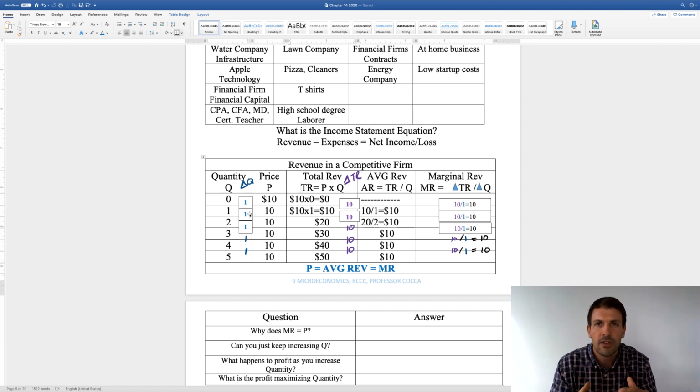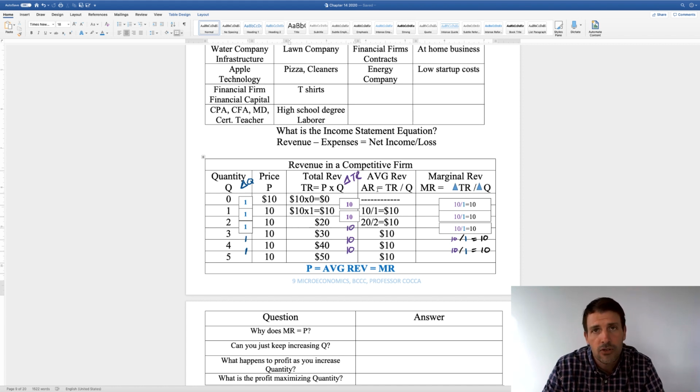So some students have a difficult time understanding the difference between total and average. Total is all your units sold times your price. Average is per unit. All right, so the total revenue again would be 10 times 0. If I sold 0 units at $10, obviously my revenue would be 0. 10 times 1 is 10. 10 times 2 is 20. All right, all the way down.